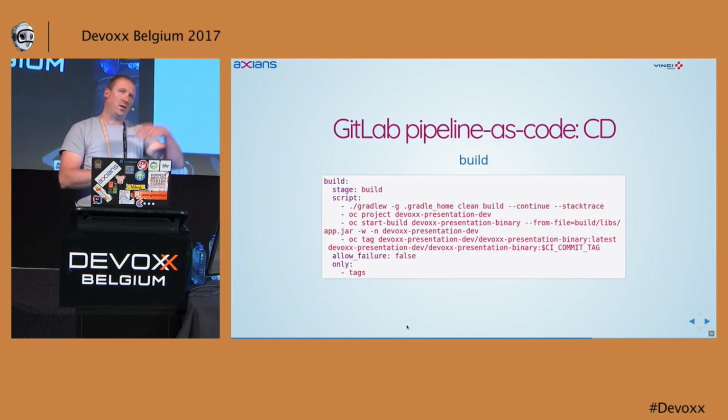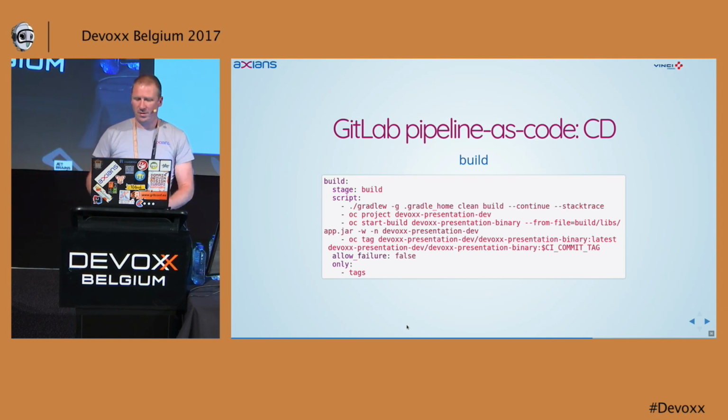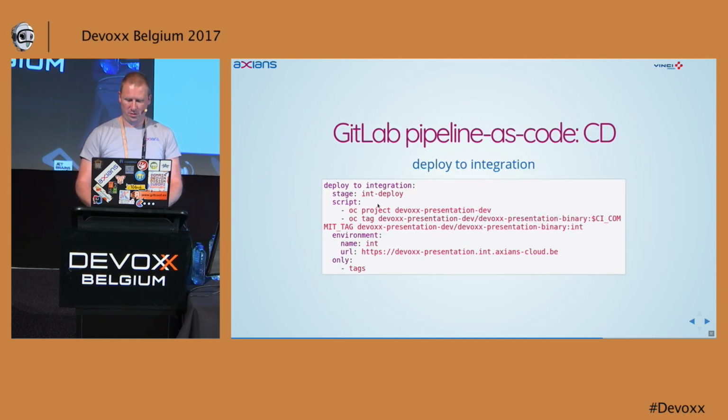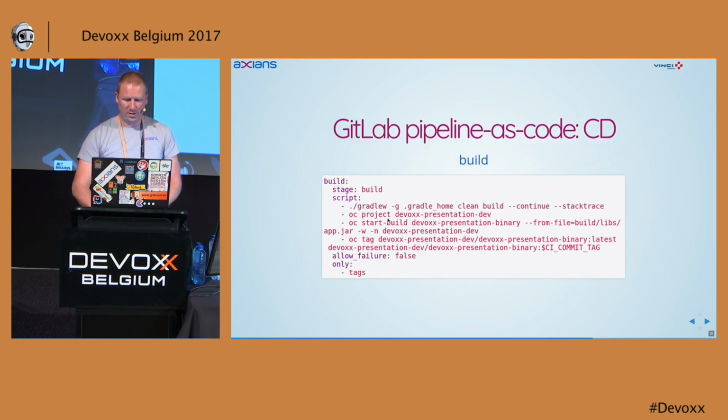Okay, back to GitLab. The pipeline as code. Now the CD part, the continuous delivery part. Exactly the same again. It's attached to a certain stage. We are over here building our Spring Boot application. And then what we are doing is over here, starting the oc command with start-build. We just push the produced jar from Gradle to our image stream.